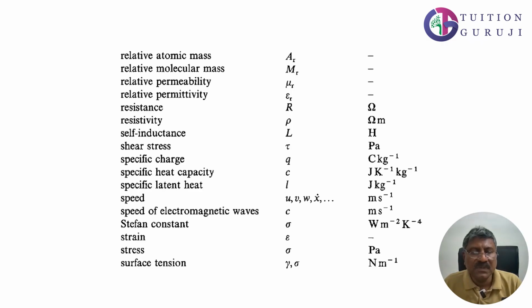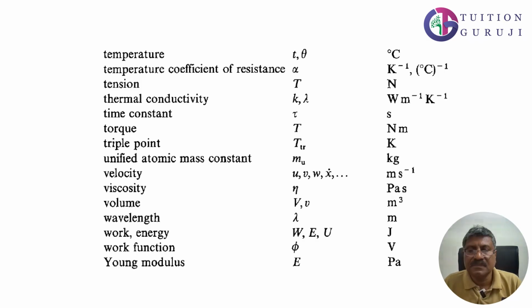So strain has no unit, stress is Pascal, surface tension is Newton meter raised to minus 1. Temperature is in degrees Celsius or Kelvin. When you are saying Kelvin, you should not use the word degree in front of that. It is only Kelvin, there is no degree in that. And when you say centigrade, it should be degree centigrade.